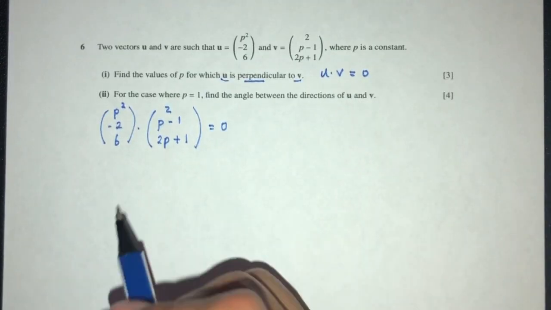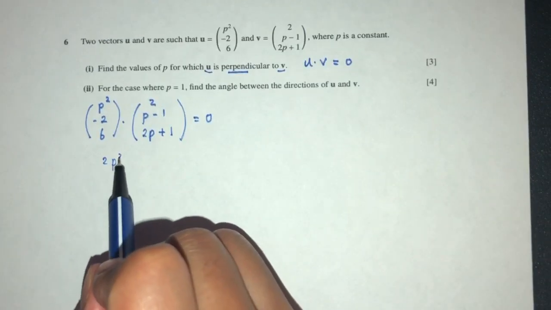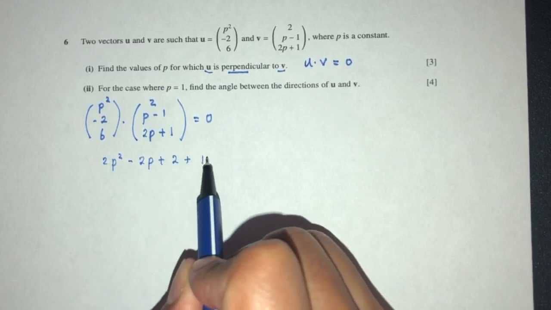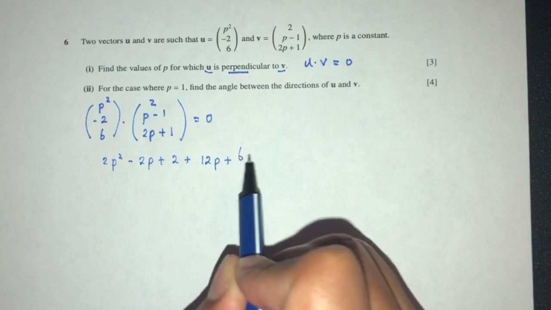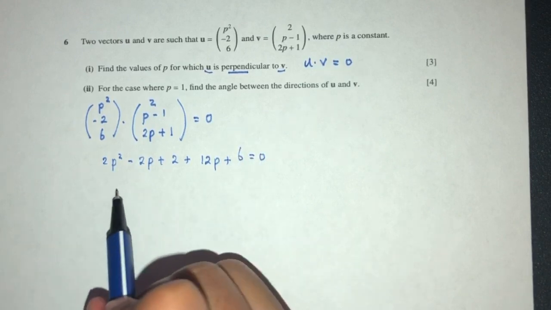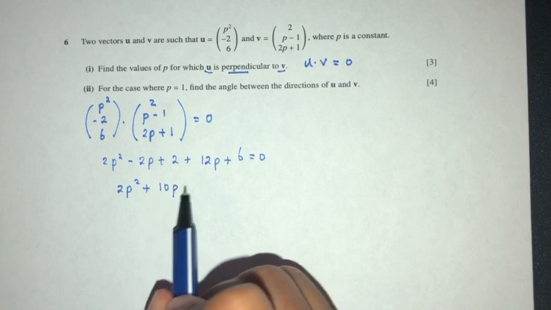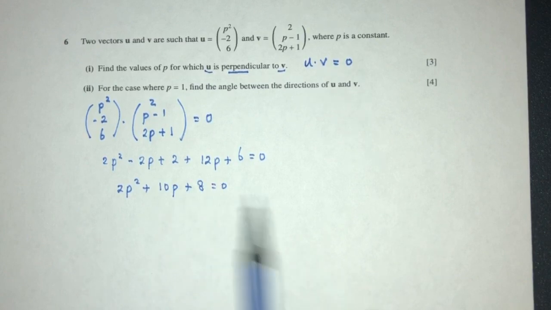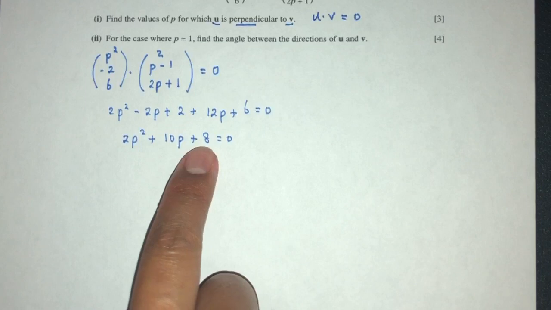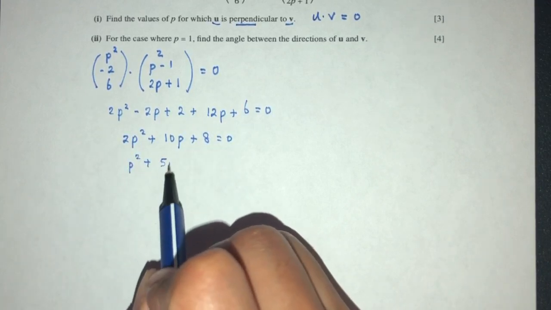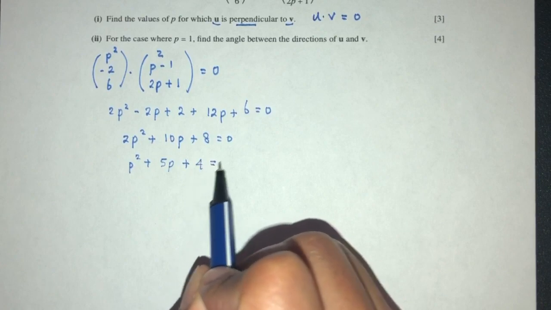Now we can just multiply. You will have 2p squared, that will be minus 2p plus 2 plus 12p plus 6 has to be 0. Simplify, you will have 2p squared plus 10p plus 8 is 0. Now because all the numbers are even, we can divide by 2. You will have p squared plus 5p plus 4 is 0.